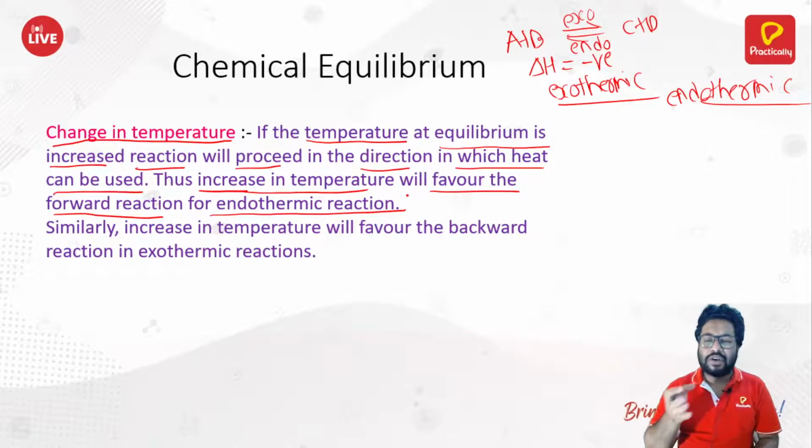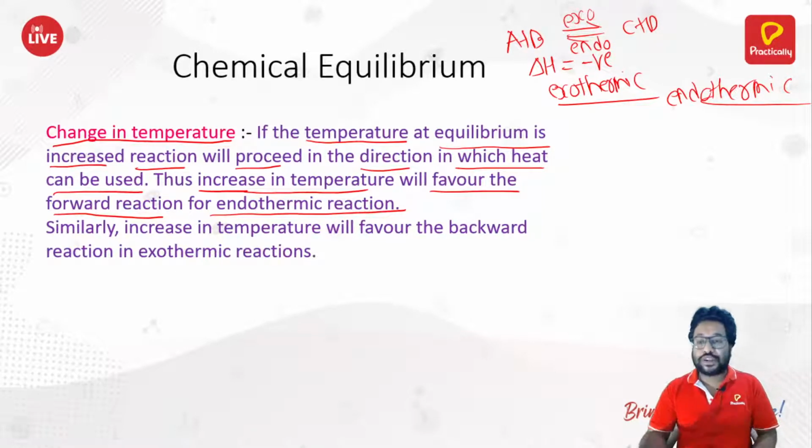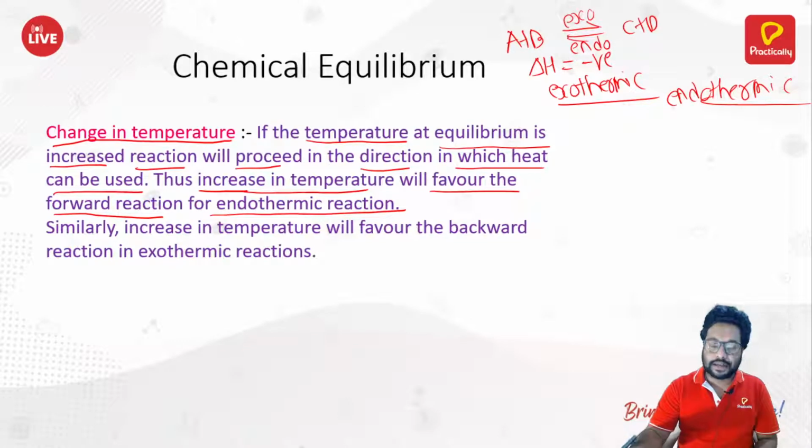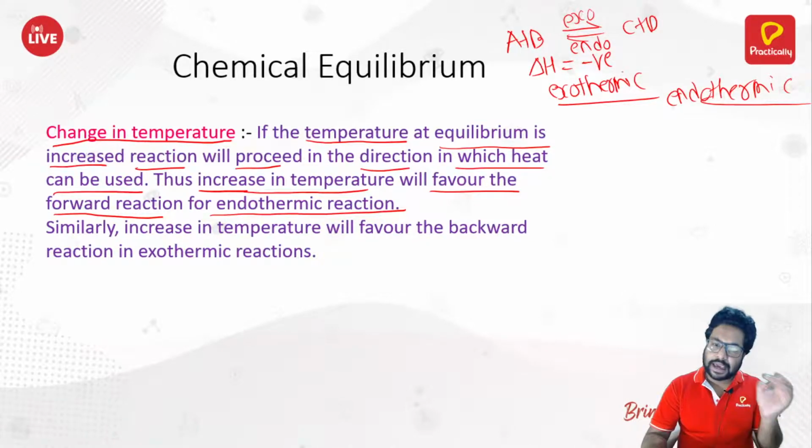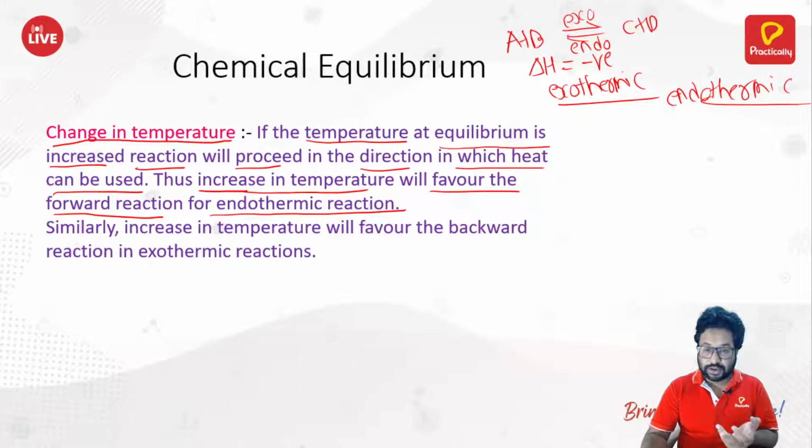Forget about this forward and backward. You can always find that from a given numerical. You just need to understand that if the temperature is increased, the endothermic reaction will happen. If the temperature is decreased, the exothermic reaction will happen. And I also told you the reason for it. You just don't need to mark these things up. You need to understand how they are happening.